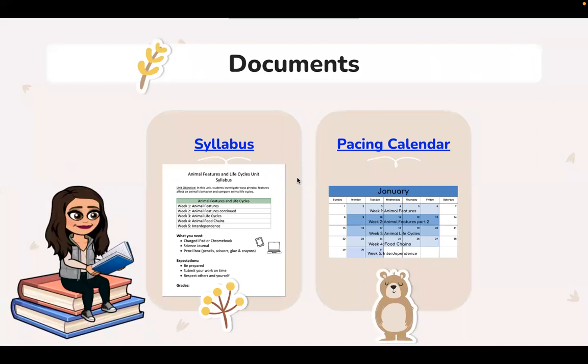Some of the course documents that are going to be needed are the syllabus and a pacing calendar. These two particular documents are for the use of my students and of my parents so that they know which topic is upcoming, and they know the expectations for each topic. So let's look at some of those documents. First is the syllabus.